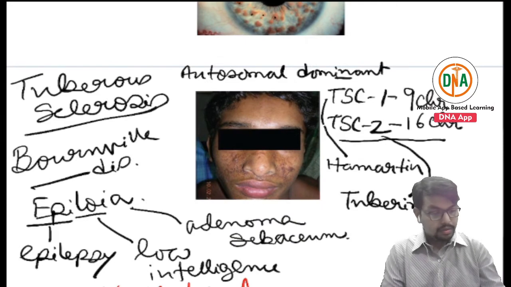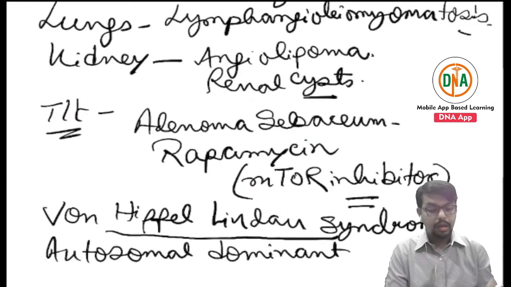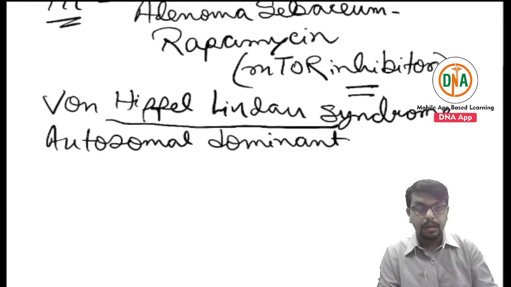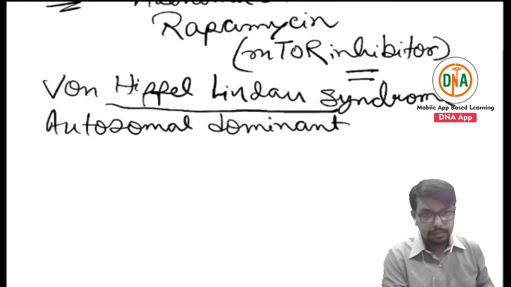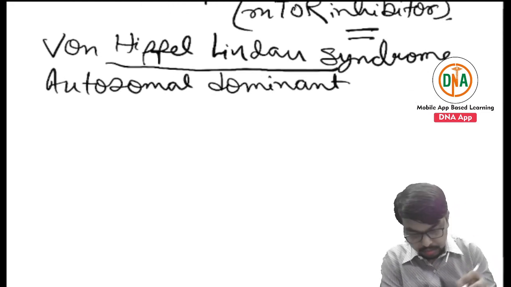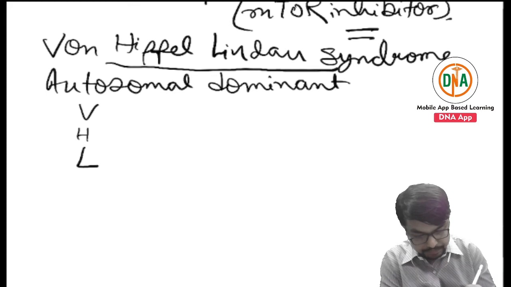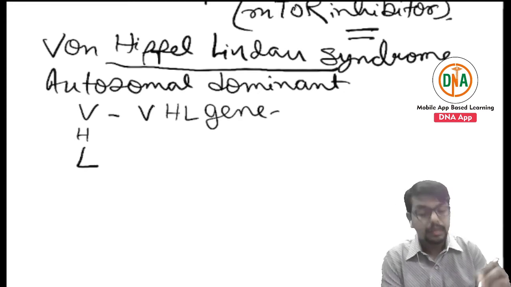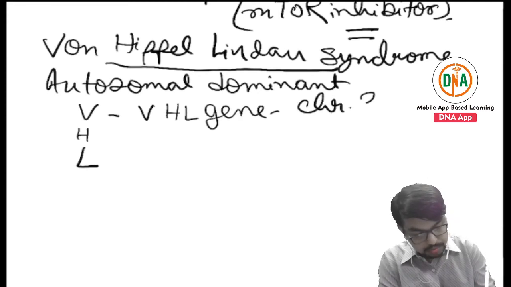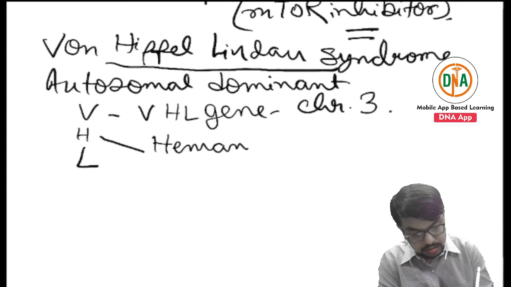Okay, next what we are discussing, von Hippel-Lindau. Von Hippel-Lindau syndrome, this is autosomal dominant, another autosomal dominant disorder. Now you have to remember VHL here. VHL gene is responsible. It is present in chromosome 3. Next, H. There is hemangioblastoma.